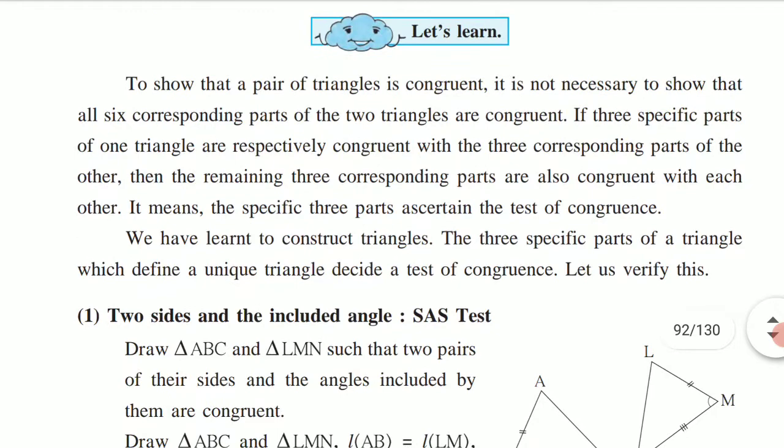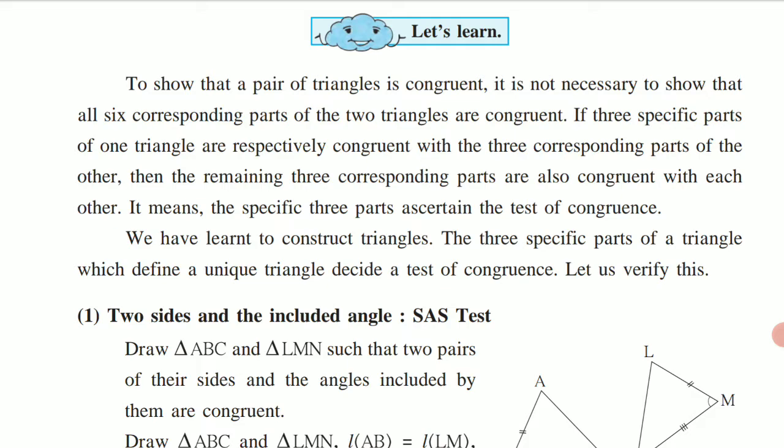Now let us learn to show that a pair of triangles is congruent. It is not necessary to show that all 6 corresponding parts of the triangles are congruent. If 3 specific parts of one triangle are respectively congruent with the 3 corresponding parts of the other, then the remaining 3 corresponding parts are also congruent with each other. It means the specific 3 parts assert the test of congruence.